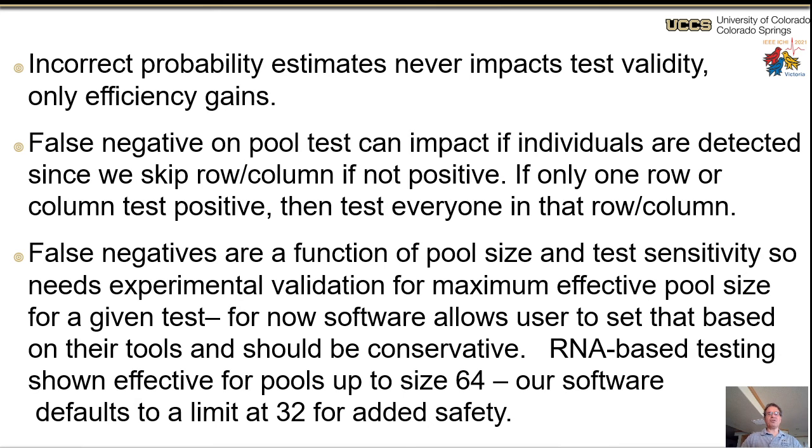But false negatives are also functions of pool size and test sensitivity, so more work is needed to develop the experimental validation for the maximum effective pool size for a given test. For now, our software allows users to set it based on their tools, and we recommend you be conservative. The RNA-based testing showed you could use pool sizes up to 64. Our software defaults to a limit of 32 for added safety, and it's really hard to effectively get to very large pool sizes. In terms of positivity rates, they have to be very low. For other problems where this might be used, that could be effective, but for COVID, this is where we are.